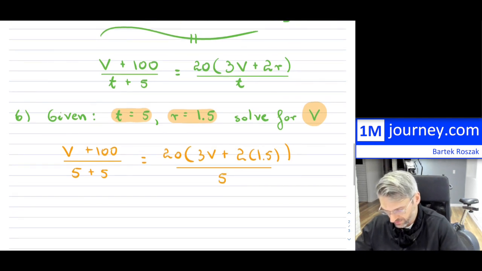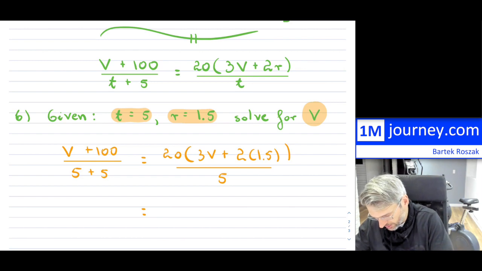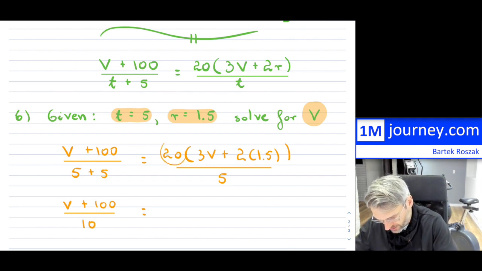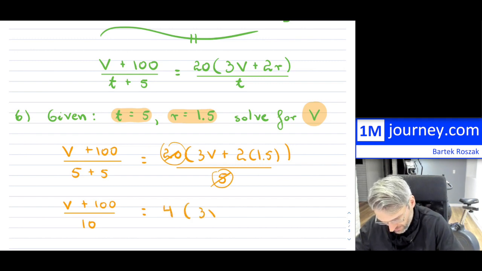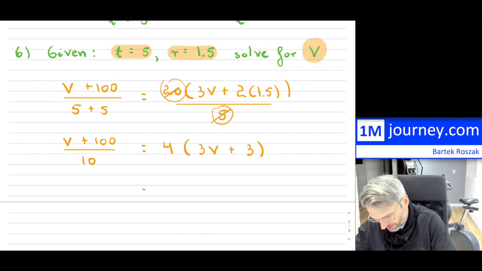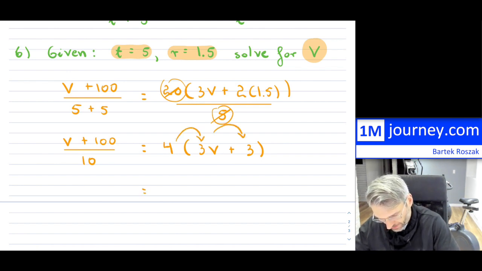Okay, so now let's massage this out. On the left, I have v plus 100. This is going to be 10. On the right-hand side, notice the 20 and the 5. So 5 actually goes into 20 four times. So that makes my life a little bit easier. So 3v plus 2 times 1.5 is 3. Okay, so this is falling apart on us pretty nicely. I'm going to bring this inside. That's going to be 12v plus 12. All right, so that's what I have there.